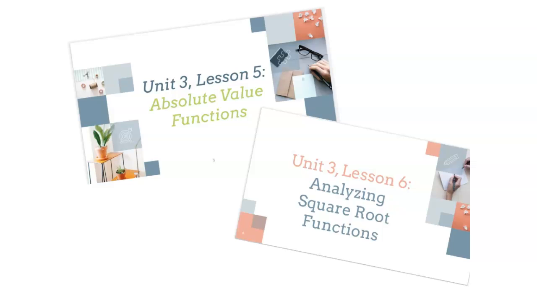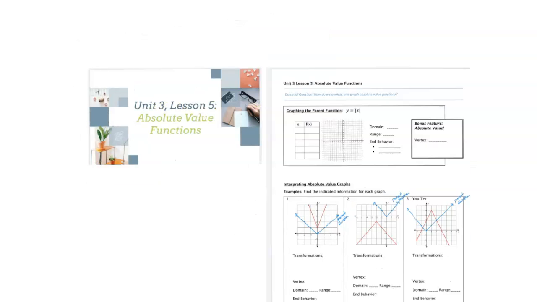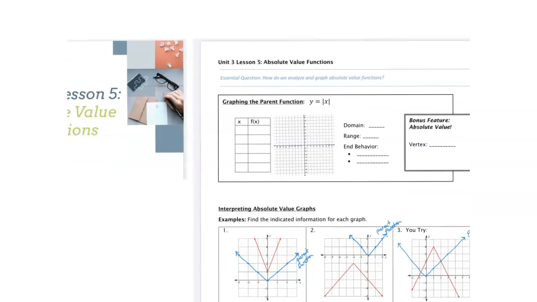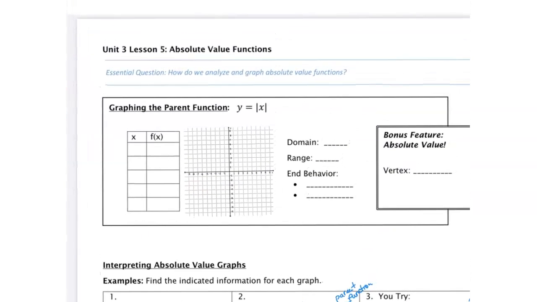Let's get started with Unit 3, Lessons 5 and 6. In Lesson 5, we are going to learn how to analyze and graph absolute value functions. We begin with the parent function, y equals the absolute value of x.